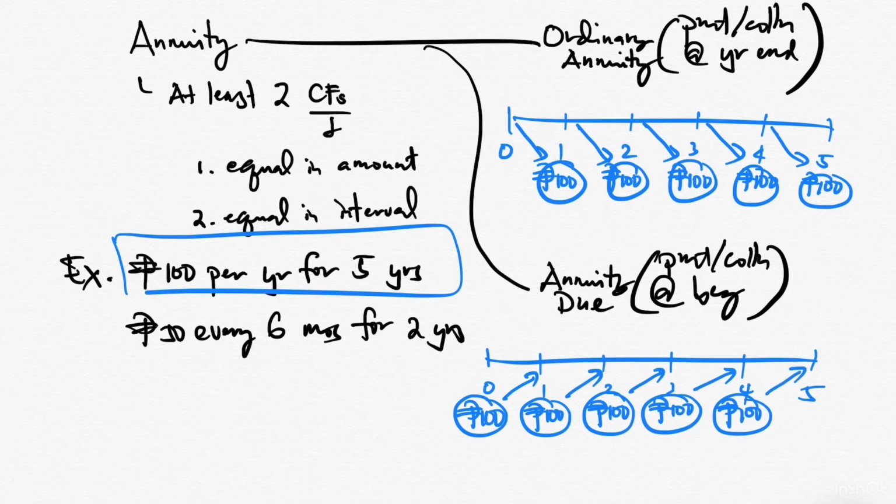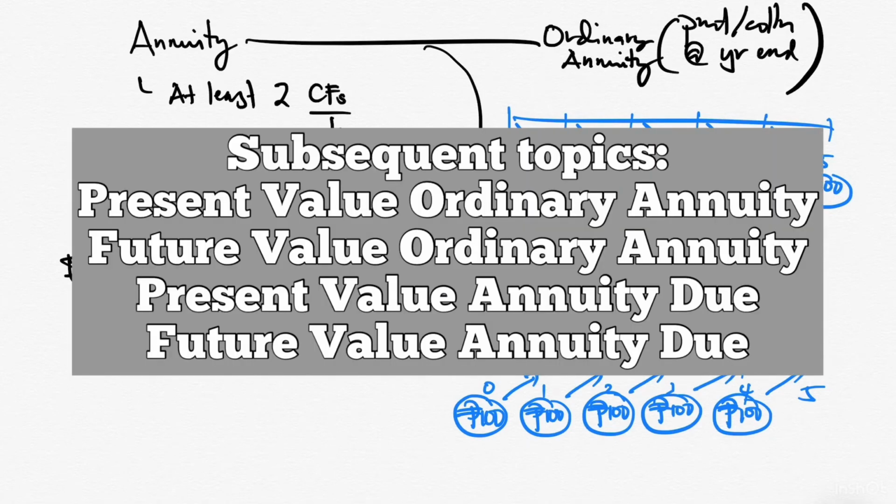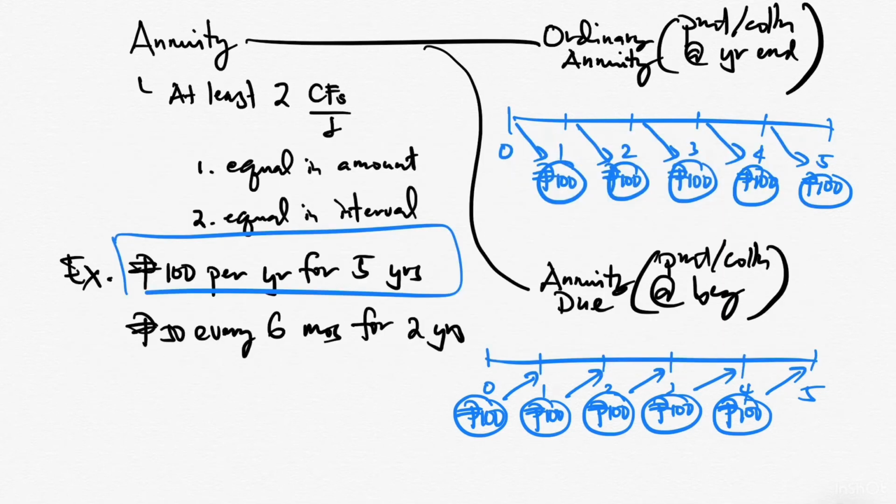So that's the difference between ordinary annuity and annuity due. It's just with the timing. Computation-wise, they will be different given the difference in the setup. So in subsequent videos, I will talk about present value ordinary annuity, future value ordinary annuity, present value annuity due, and then future value annuity due. And that's it for this video.